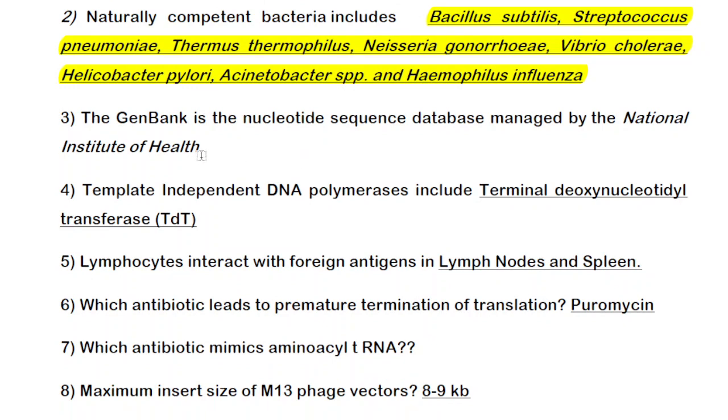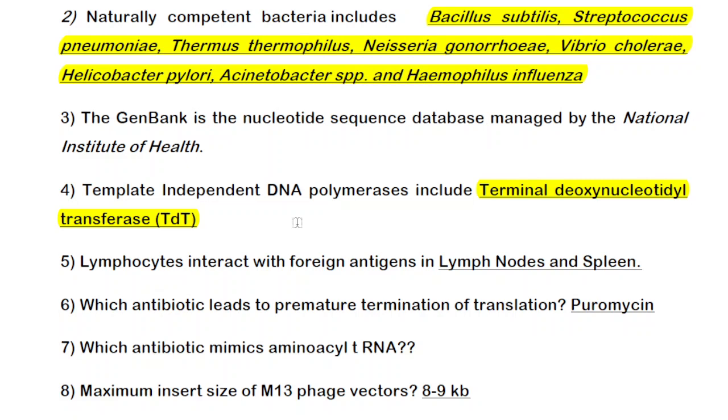Third question. GenBank is a nucleotide sequence database that is managed by NIH, National Institutes of Health. You need to tell me what are the other nucleotide sequence databases. Okay. Fourth question. Template independent DNA polymerases include, there are two template independent polymerases that include terminal deoxynucleotidyl transferase, TdT, and the other enzyme is PAP, poly A polymerase, which is involved in the process of polyadenylation.